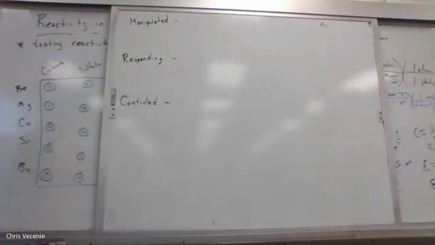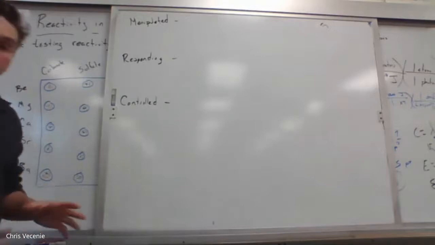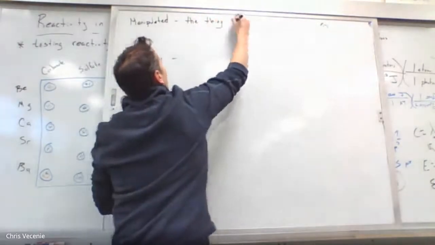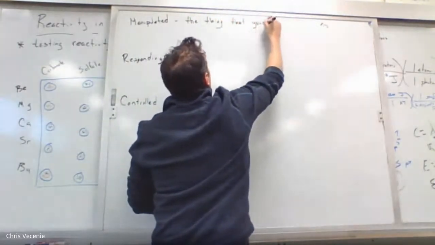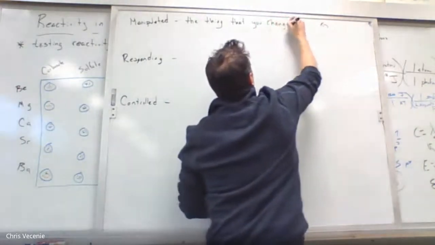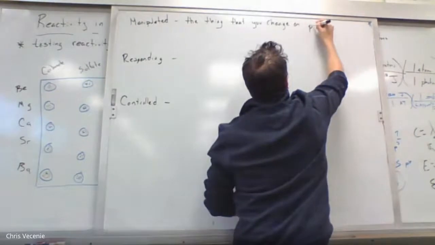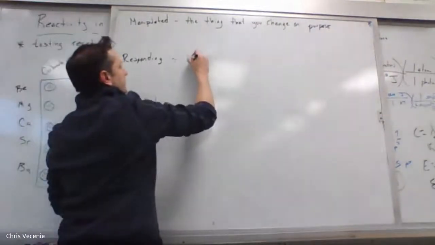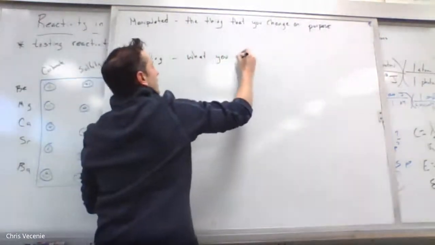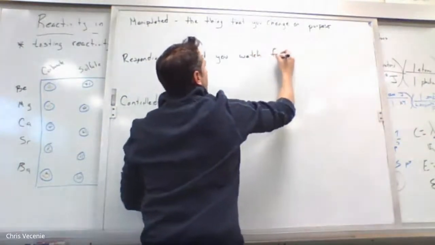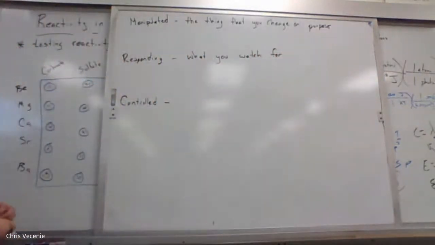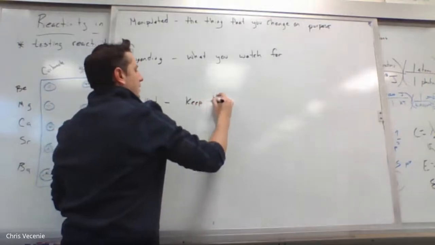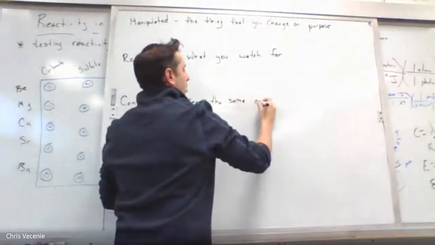So, 3 variables. We've talked about this before, but this is just a little refresher. The manipulated variable is the thing that you change on purpose. The responding variable is what you're watching for. What is it that we're looking to detect? And the controlled variable is the things we keep the same on purpose.